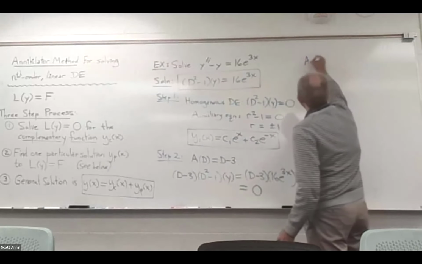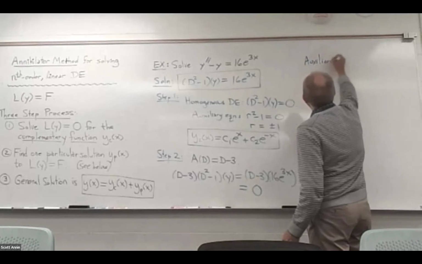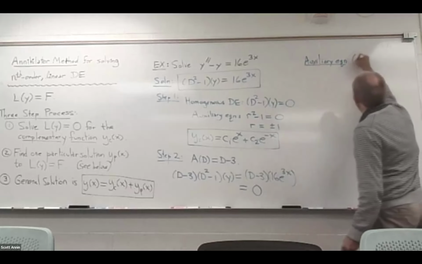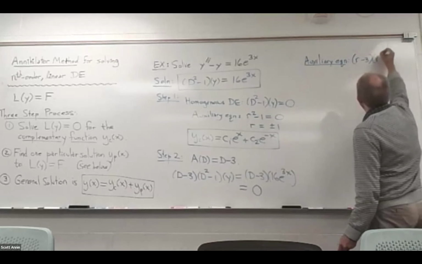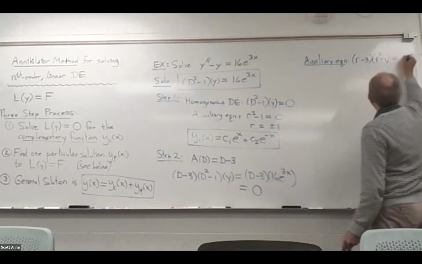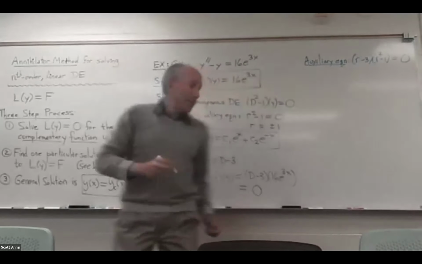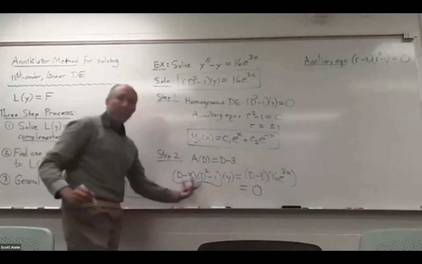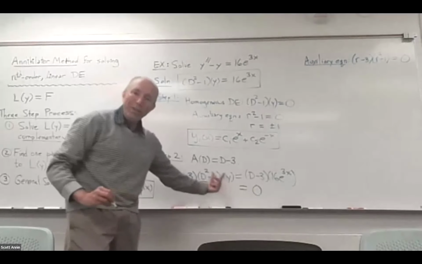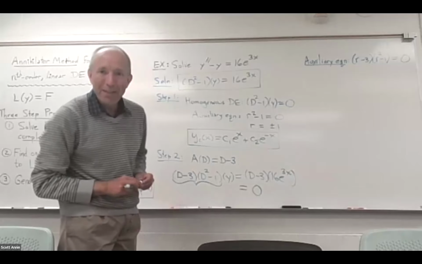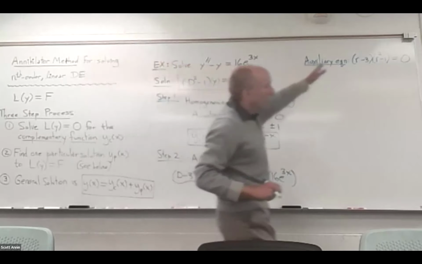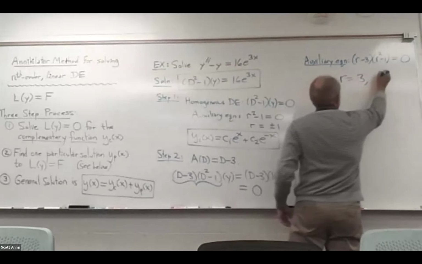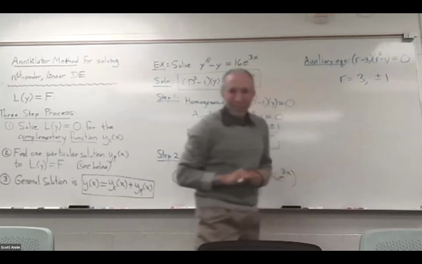The auxiliary equation this time would be (r minus 3) times (r squared minus 1) equals 0, right? So in this case, my derivative operator on the left side consists of both of these factors, okay? Now, this auxiliary equation has roots that we can see, 3 and plus and minus 1.